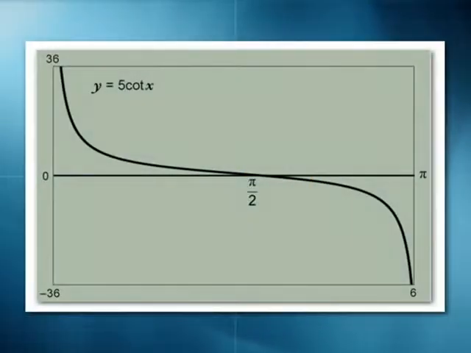Here's a picture of 5 cotangent x. It's on the interval 0 to pi, and notice that at pi over 2 it crosses the x-axis, and that's because at that point the plane is exactly overhead. And notice the shape of this curve. It looks like our old friend, the cotangent function, doesn't it? Except it's got a 5 in front. Okay. I think we're kind of at a point where we're comfortable with graphing trigonometric functions.